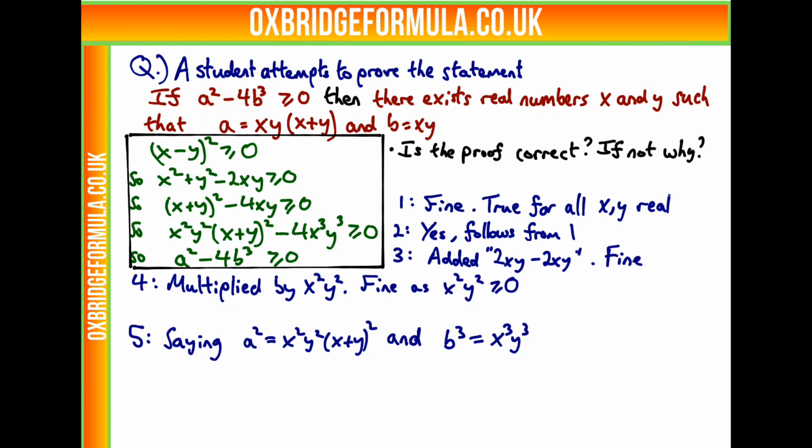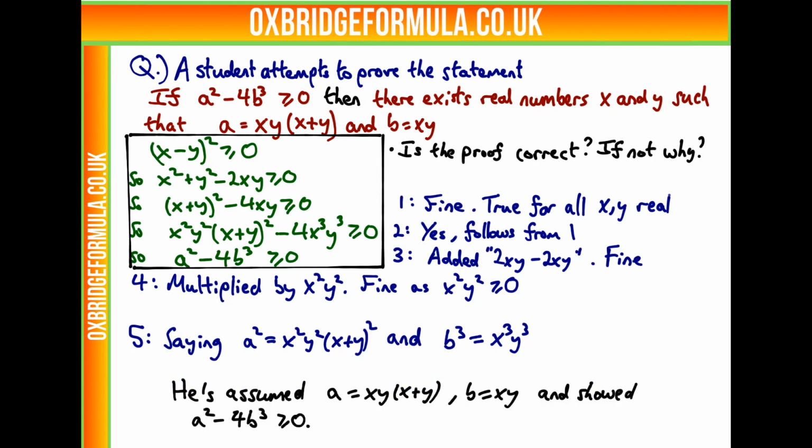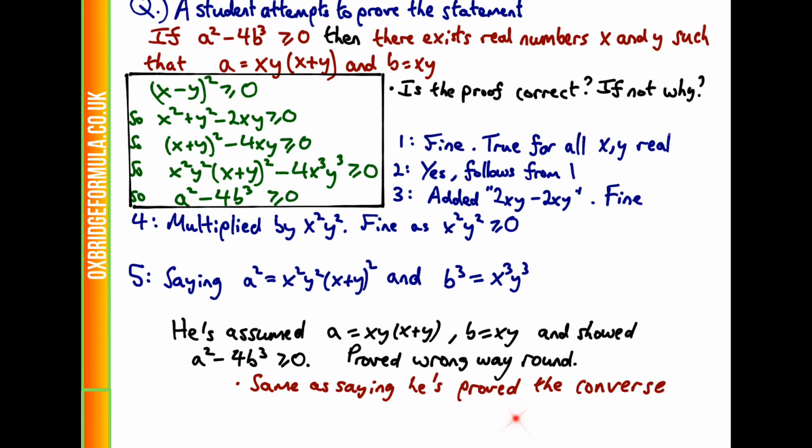So what has he actually done? He's actually proved the statement the other way round. He's assumed that if a is equal to xy times (x plus y), and b is equal to xy, then a squared minus 4b cubed is bigger than or equal to 0. Proving something the wrong way round is precisely saying he's proved the converse. So the answer is C.